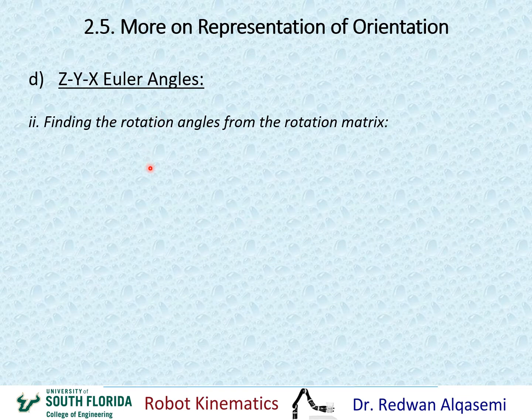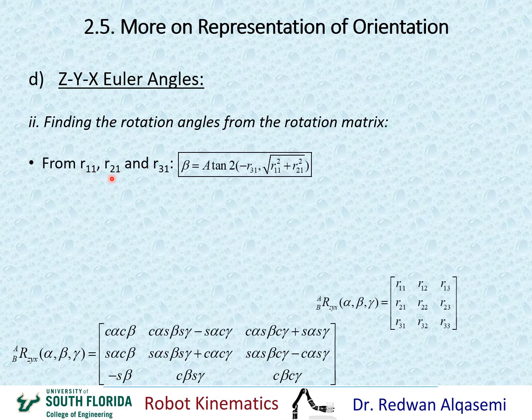Similar to what we did in the previous method, from R11, R21 and R31, so this is R11, this is R21 and this is R31. From these 3 equations, we can find beta equals atan2 of negative R31 and the square root of R11 squared plus R21 squared. So this is the same equation that we found in the previous fixed angles method.